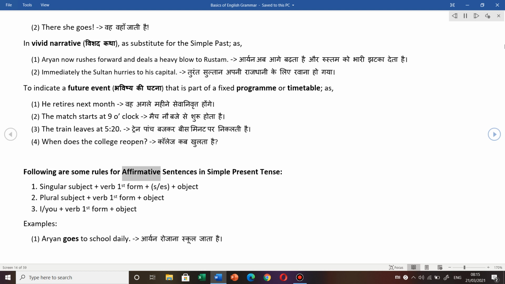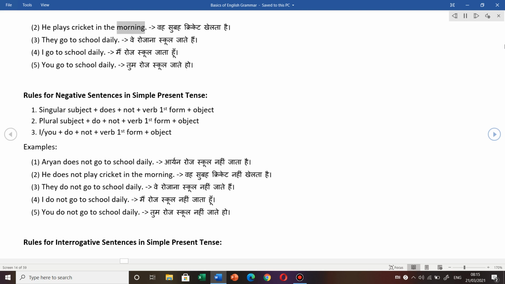Following are some rules for affirmative sentences in simple present tense. Singular subject plus verb first form plus s plus object. Plural subject plus verb first form plus object. I, you plus verb first form plus object. Examples. Aryan goes to school daily. He plays cricket in the morning. They go to school daily. I go to school daily. You go to school daily.